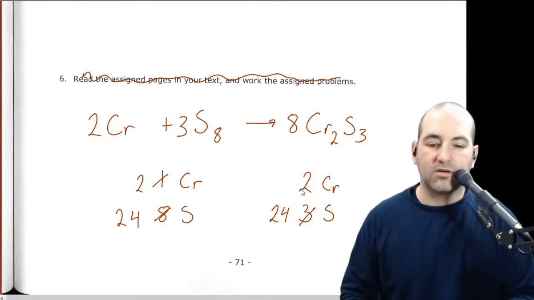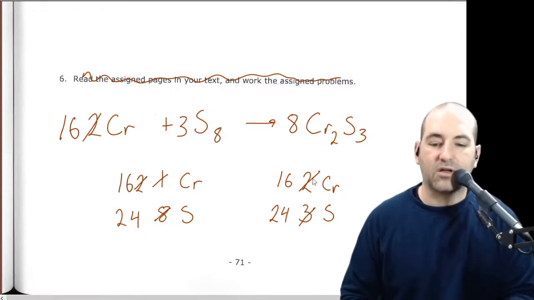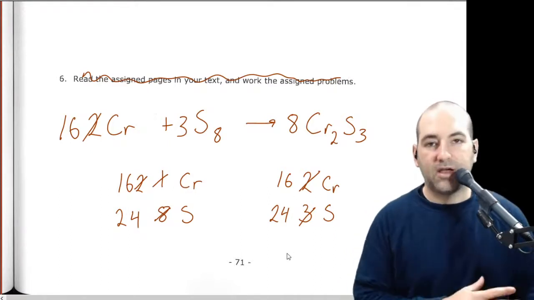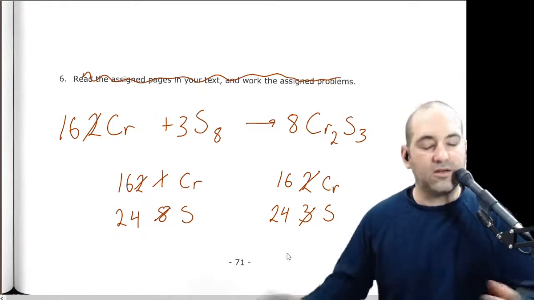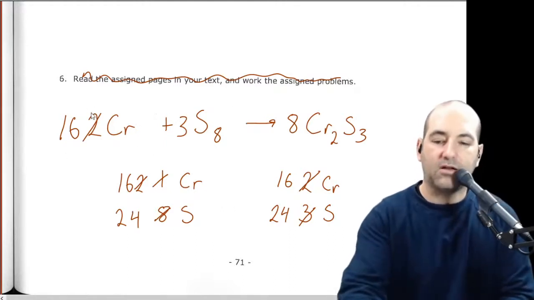Now, of course, I've also changed my chromium, so I no longer have 2 here, I have 16. So I'm going to have to change that number as well. It's not going to be 2, it's going to be 16. Right? So that happens also. Sometimes you think you've put in a number and balanced it, but then you change something else, which causes that to change again, and you have to go back and fix it. So you're going back and forth, fixing it until you get the final correct whole number ratios.